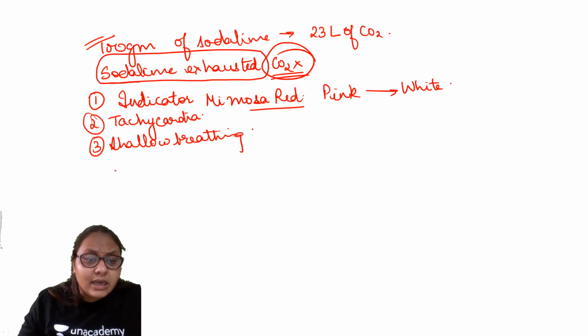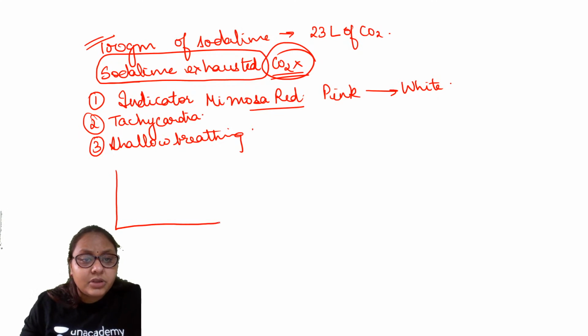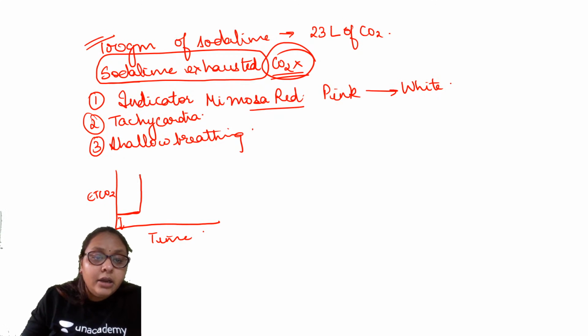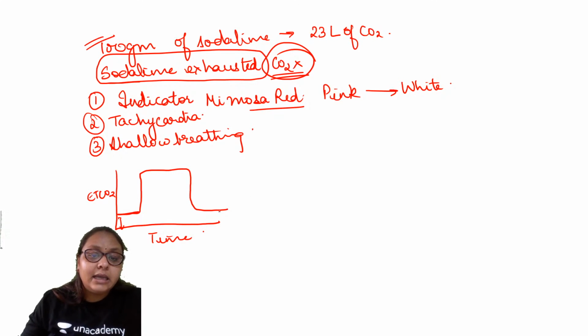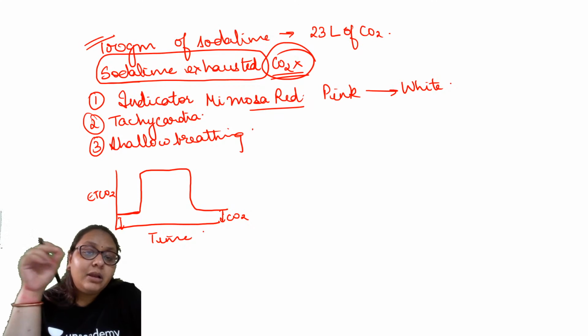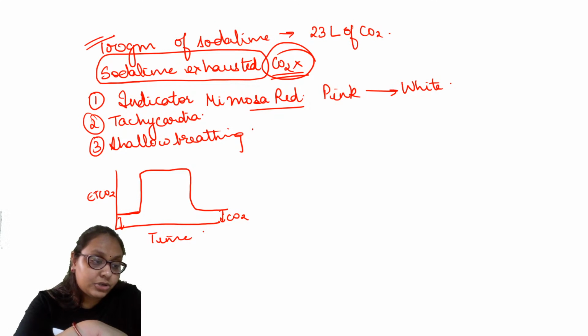What will be the capnographic finding in case of soda lime exhaustion? As I told you, what is EtCO2 upon time? There will be carbon dioxide even in the inspiratory gases, so it won't touch the baseline. So our EtCO2 graph would be something like this, because there is carbon dioxide even in the inspiratory gases, so it won't touch the baseline. It is a typical feature of soda lime exhaustion.